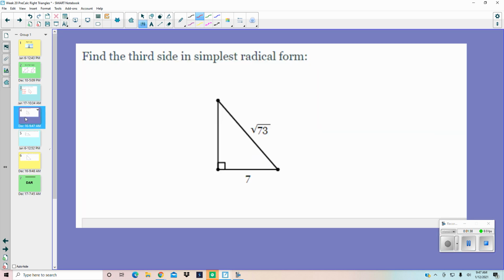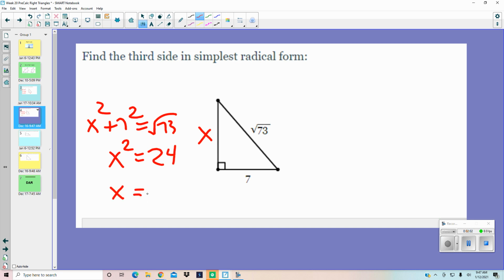When you have a radical, make sure you simplify it in simplest radical form. So this is going to be x squared plus 7 squared equals √73 squared. So then you're going to get x squared is 24. So now when I square root 24, I take out the highest perfect square, which is going to be 4. So you end up with 2√6.